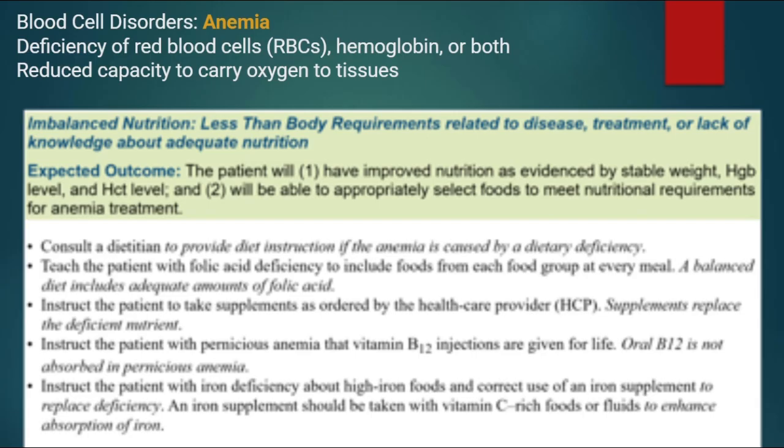For iron deficiency anemia, education includes choosing high iron foods such as red meat, beans, spinach, and fortified cereals. Patients should also know how to properly take iron supplements. These should be paired with vitamin C-rich foods like citrus juice to enhance absorption, and patients should avoid taking iron with milk or antacids, which interfere with absorption. Overall, these interventions focus on correcting deficiencies, reinforcing education, and ensuring the patient can manage their nutrition independently after discharge.